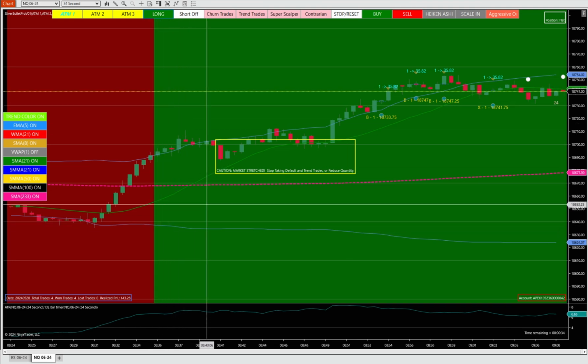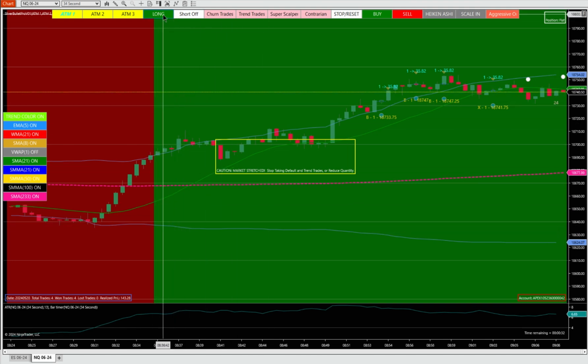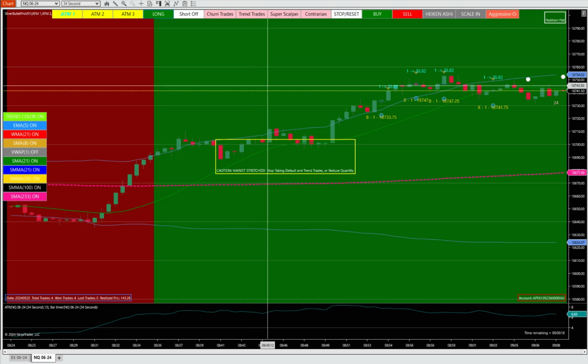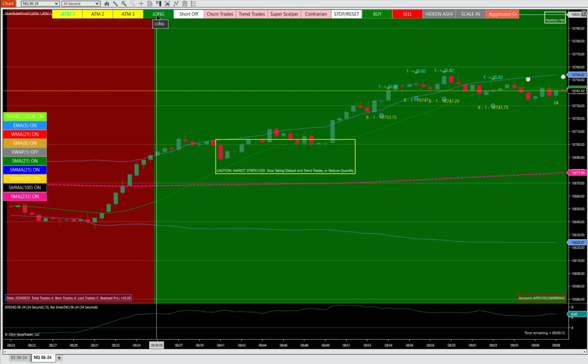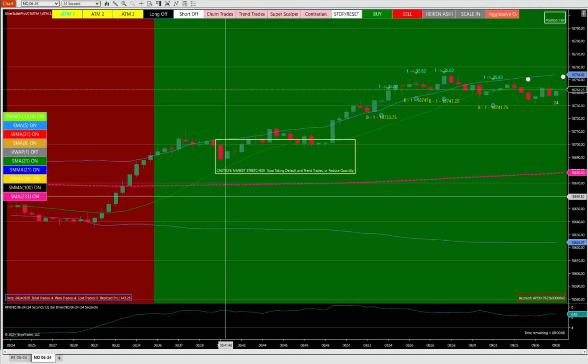So software does it automatically. I don't have to turn off long trades button. Let's see what happens next. Ideally it's not the best condition to trade, especially long trades. So I'll turn it off and see how the market turns.